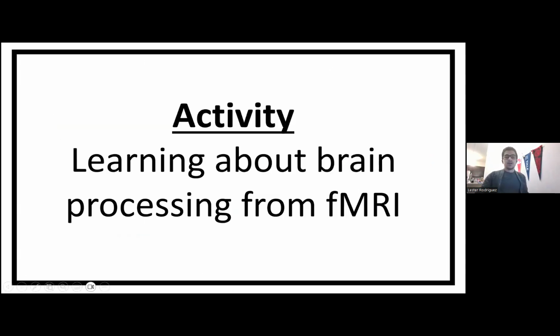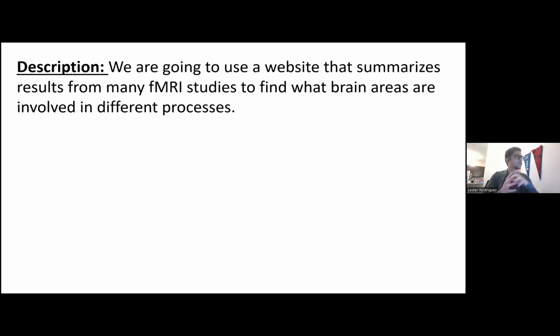All right. So with that, we are going to try and do an activity. And we're going to do it, for those of you who might have seen Exploring Science before, you might be used to doing these in breakout rooms. We're going to do them in the main room right now, but please follow along with the activity if you want to participate. So in this activity, we're going to learn about brain processing from fMRI, okay? And we are going to do it using an interesting website that you can use. So we're going to use a website that summarizes results from a lot of these studies to find what brain areas are involved in different processes, okay?